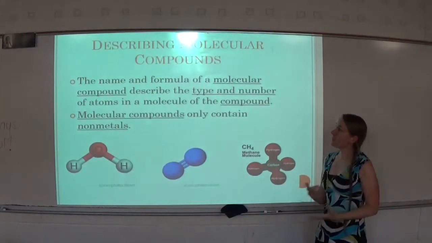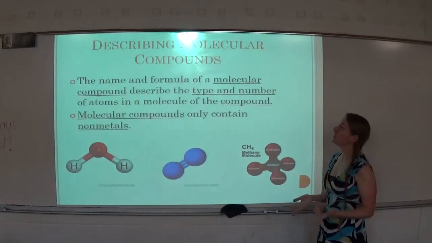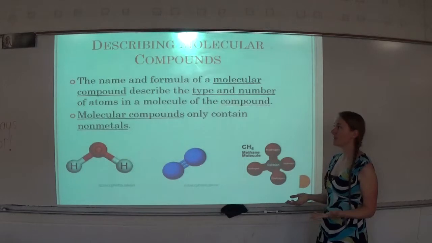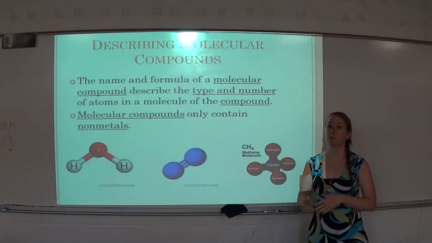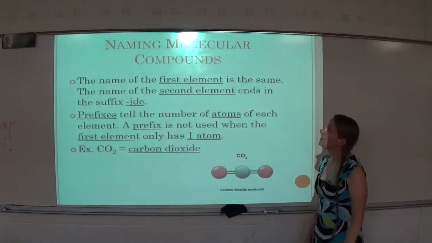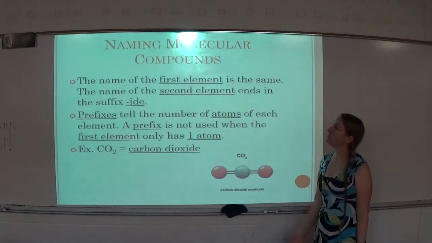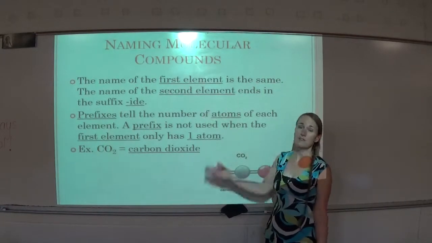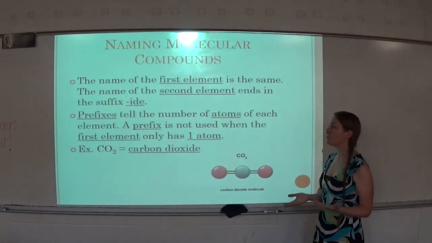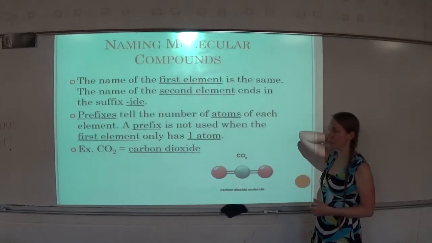So the name and formula of a molecular compound has to describe the type and number of atoms in a molecule of that compound. Molecular compounds only contain nonmetals, so we won't be using any metals, because remember there's no charges involved in these. The name of the first element is the same. The name of the second element ends with the suffix "-ide" again. Prefixes tell us the number of atoms of each element. A prefix is not used when the first element has one atom.